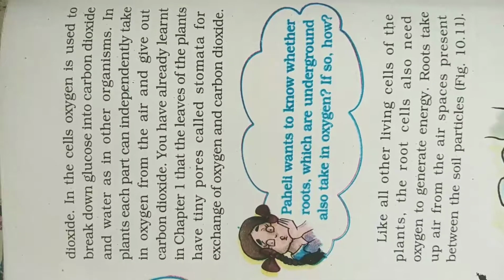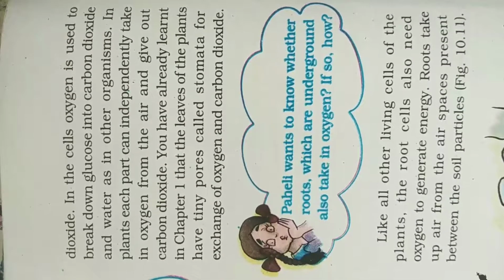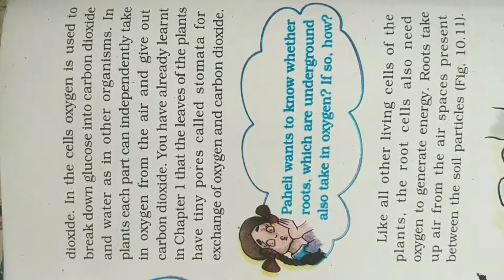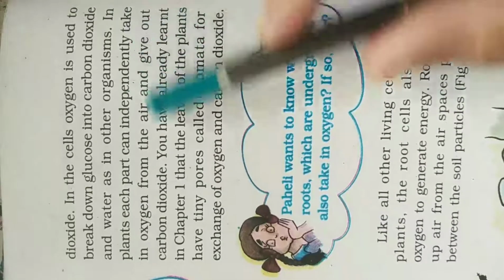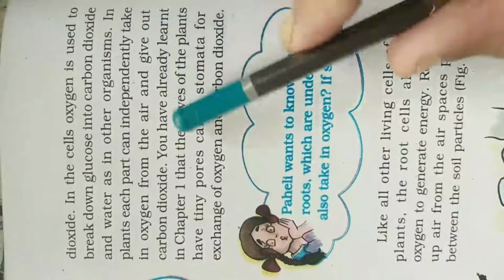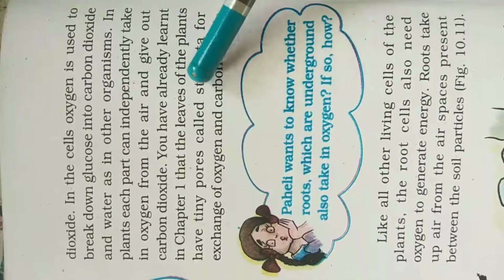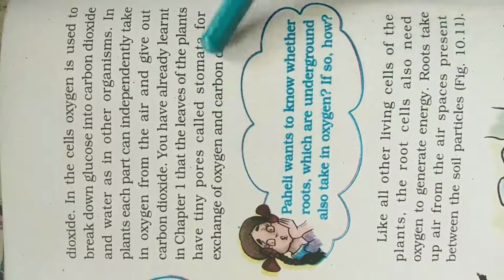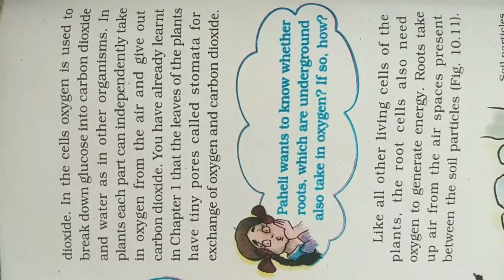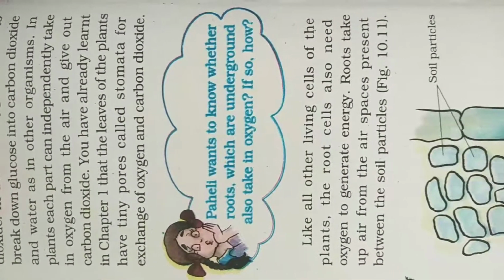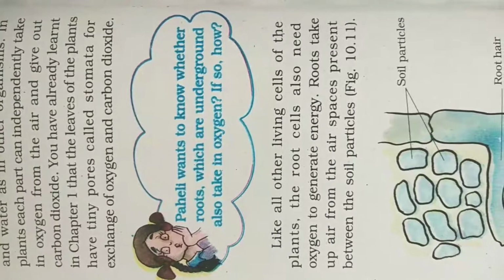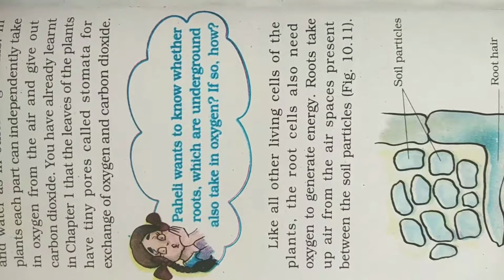Again, the leaves take in carbon dioxide and give out oxygen. This process is called photosynthesis, the making of food in plants by the leaves, which is separate from respiration. You have already learned in chapter 1 that the leaves of plants have tiny pores called stomata. The function of stomata is to take in air and give out air: take in oxygen, give out carbon dioxide, and take in carbon dioxide, give out oxygen.